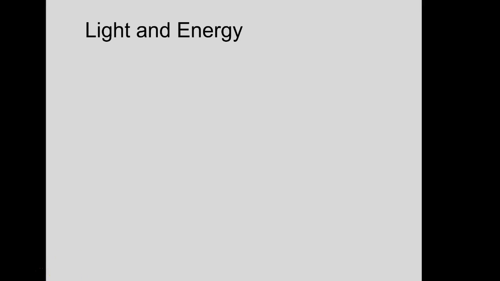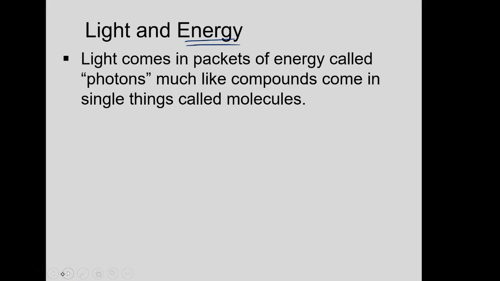Radio waves are not harmful. You've been bombarded by them your whole life. But things like X-rays and gamma rays and even ultraviolet have the potential to do a lot of harm, and that's because of the energy that's associated with them. So light comes in these packets of energy. They're referred to as photons, much like compounds come in single things called molecules or atoms. A packet of energy is just the smallest chunk of light, and it's called a photon.